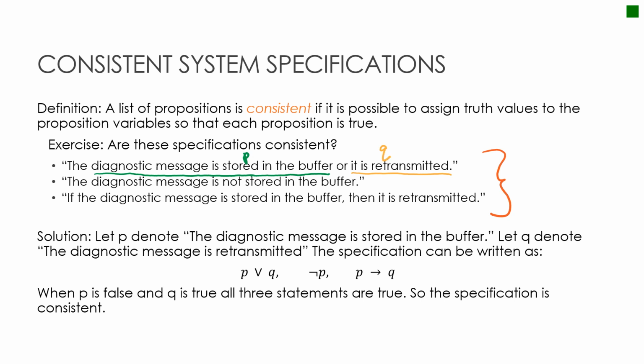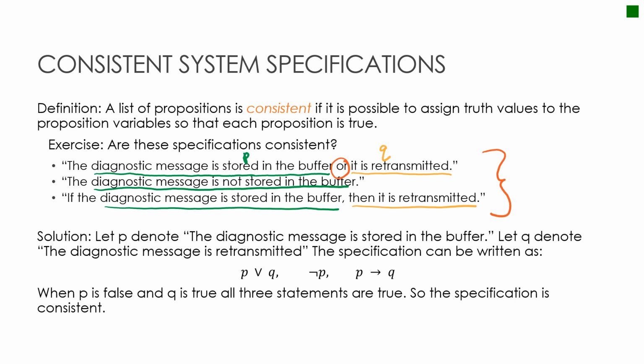Again, we can do the same thing here. The diagnostic message is not stored in the buffer, and that one doesn't have anything to do with Q being retransmitted. Or, if the diagnostic message is stored in the buffer, then it is retransmitted. Essentially I want to take each of those and turn them into propositional statements. Looking at the first one, the diagnostic message is stored in the buffer or it is retransmitted. Or, of course, looks like this. So we've got P or Q.